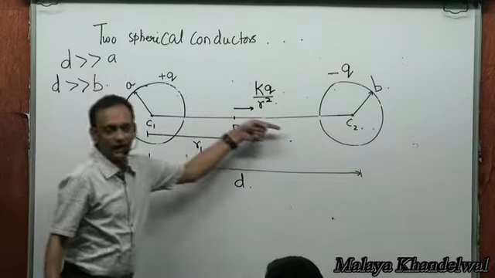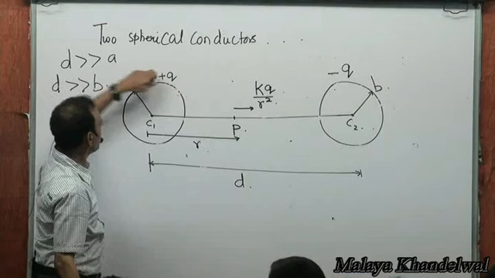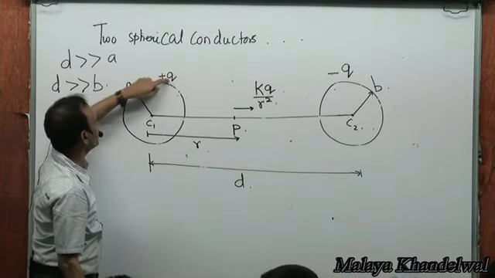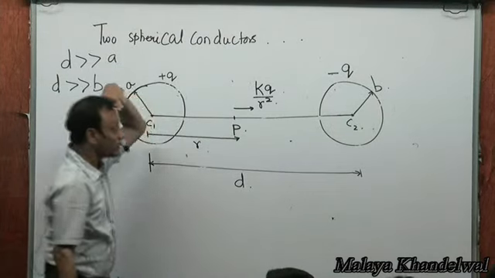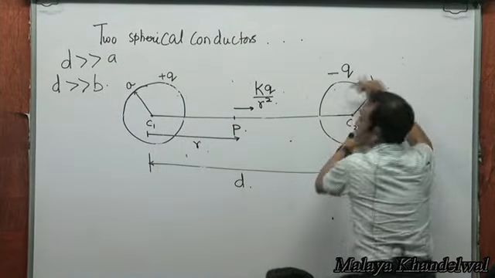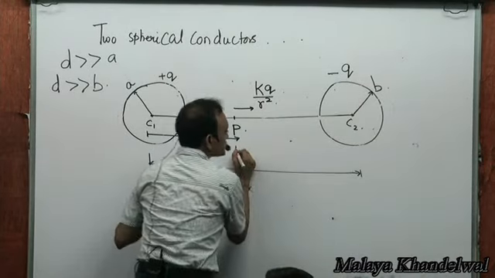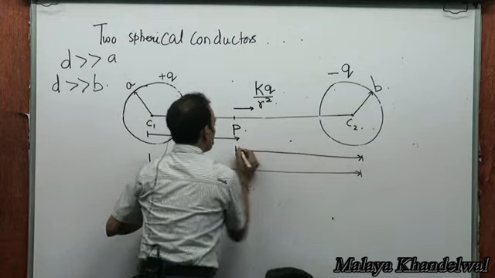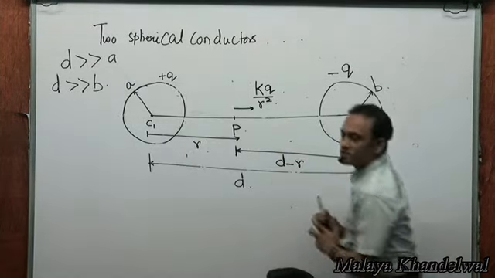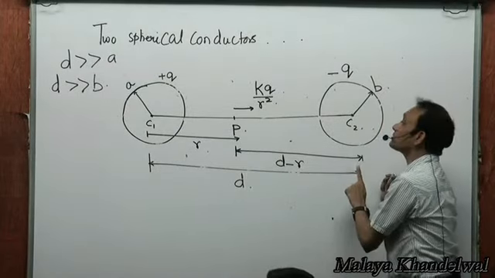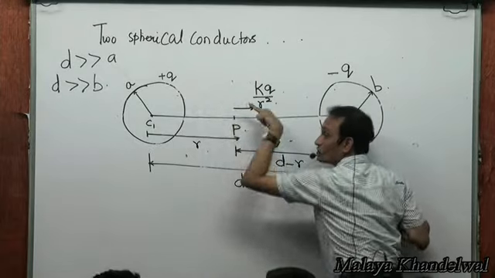The electric field at P because of this is going to be kq by r squared. Yes or no? For all points outside this sphere, you can imagine q to be at the center. So kq by r squared is the electric field because of this. Now, because of the other sphere, at the point P, which is at a distance d minus r from C2, the electric field at P is going to be k times minus q by d minus r whole squared this way.